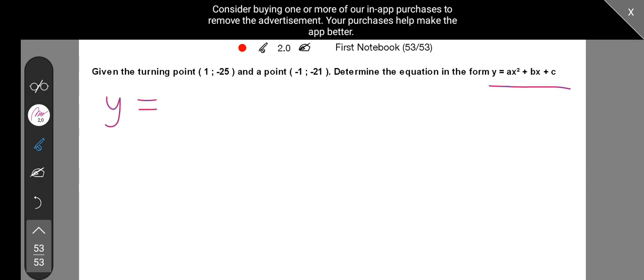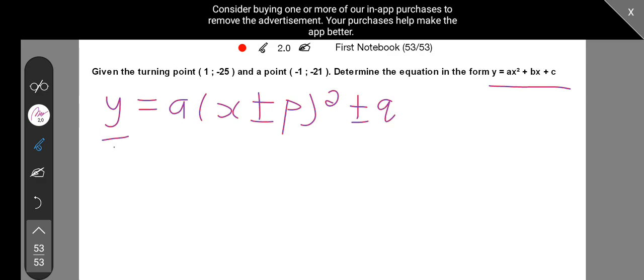Remember we said that the turning point form of a parabolic function is given as y is equal to a multiplied by (x plus or minus p) squared plus or minus q. We're given the turning point, which is given as 1 and negative 25. Remember that when we are given the turning point form, always start by plugging in the turning point first.